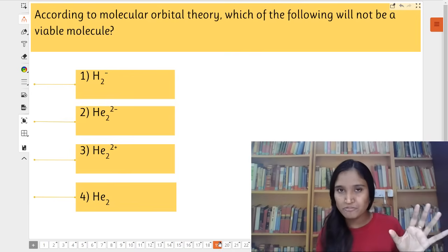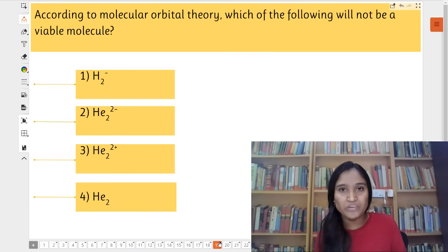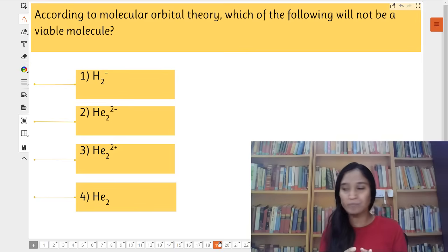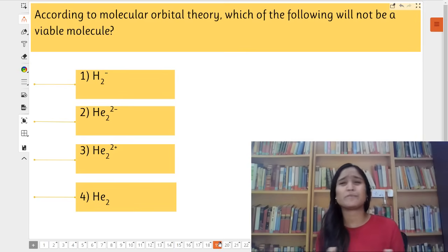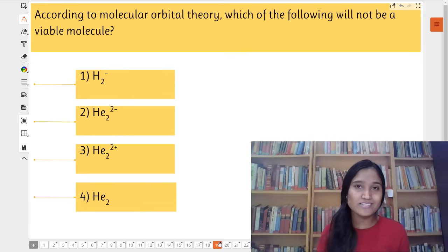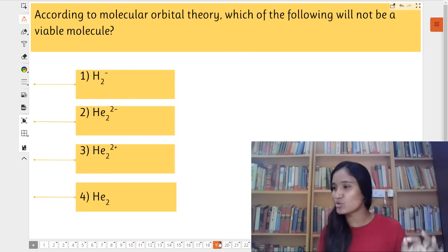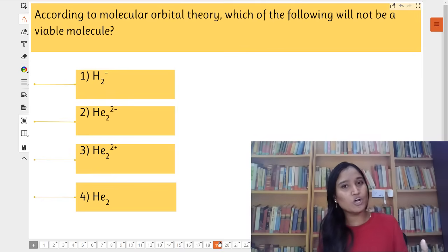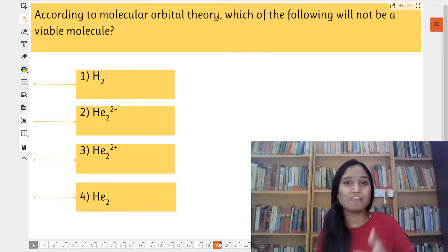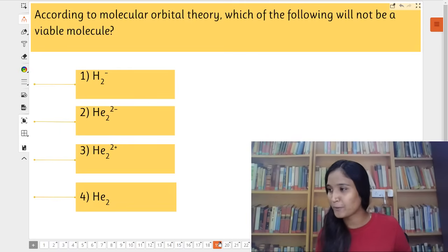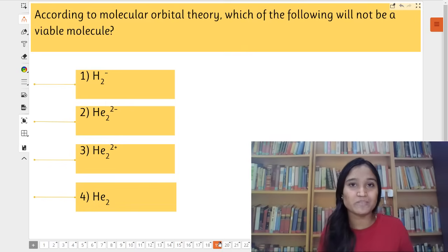Right. So now let me ask you one question. Just be honest. Did you understand the short trick to calculate bond order? Yeah? And let me tell you something. There are many more tricks related to chemical bonding. This is only one. And to calculate bond order also there are many formulae, but I found this to be the best and time saving.